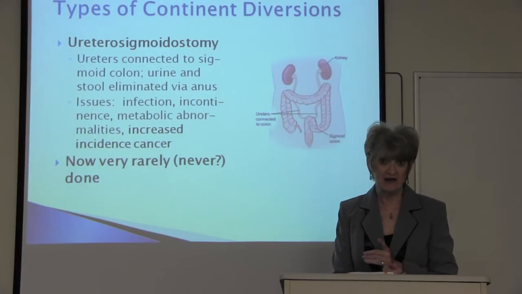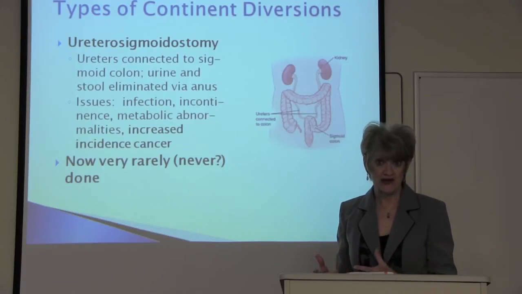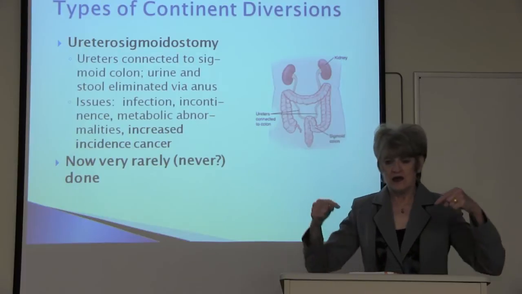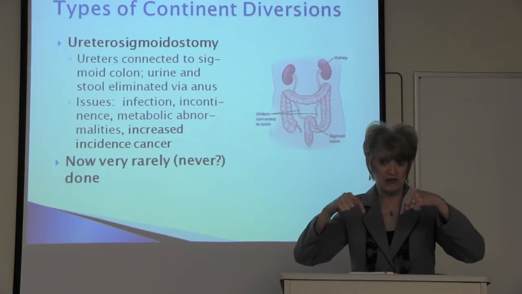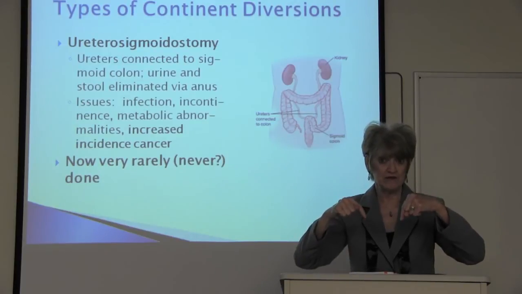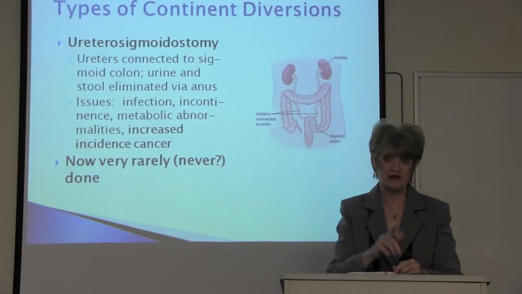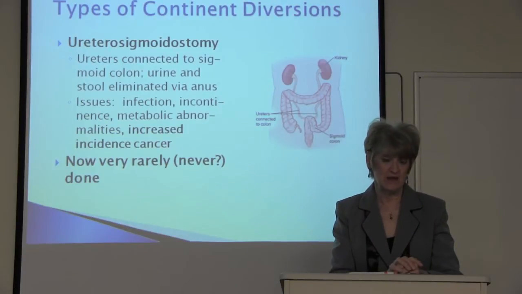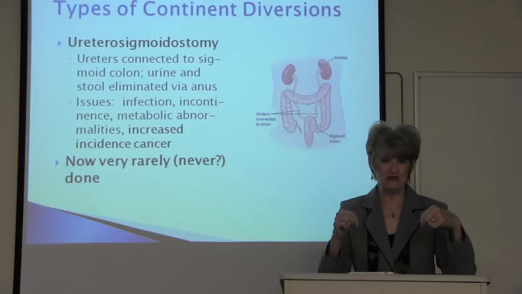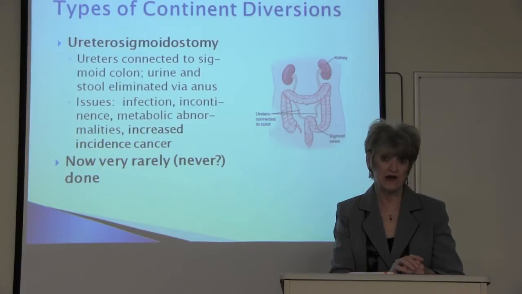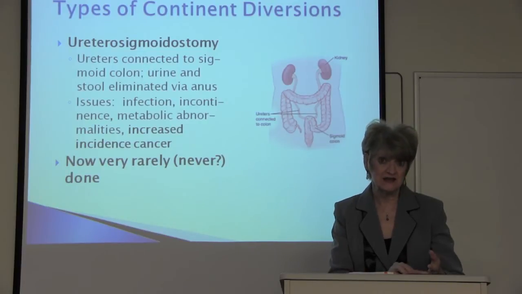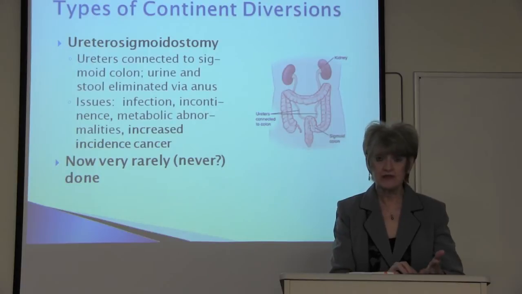Wouldn't you have a high risk of infection? Yes, because you've connected the urinary tract to the GI tract. If you don't master the angle at which the ureters are implanted into the sigmoid colon, then you'll have free reflux of stool and bacteria up into the renal pelvis. Even if you do a good job of angling the ureters, those bacteria are going to be able to migrate up the ureters into the renal pelvis. So significant incidence of urinary tract infection.